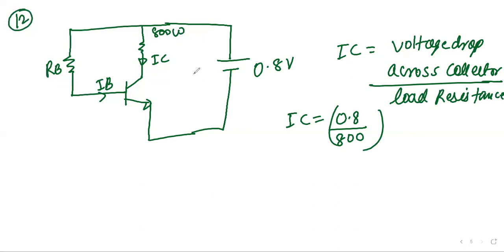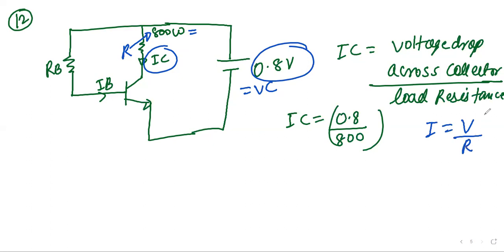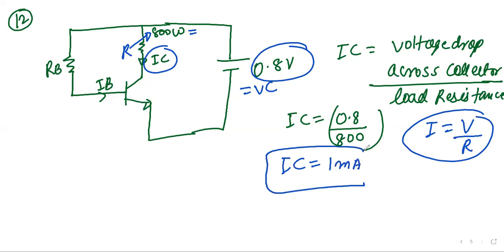Right. So the voltage across the collector is given, that is 0.8. So this is your VC. And the load resistance is given, that is 800 ohm. So this is basically your resistance R value. As we know, current is equal to voltage upon resistance, so we put in the values and get it. So it will be 1 milliampere. Right. It was asked in NEET 2020.